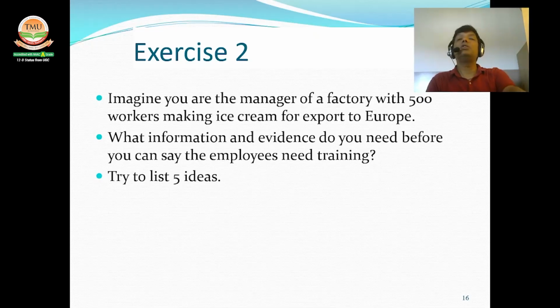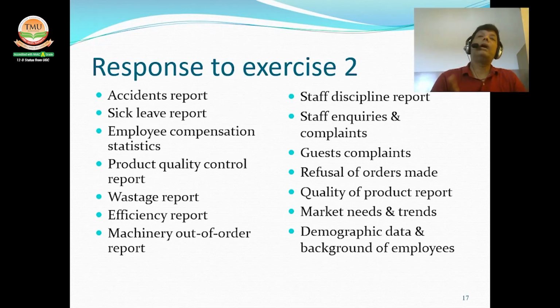Imagine you are the manager of a factory with 500 workers making ice cream for export to Europe. What information and evidence do you need before you can say the employees need training? Try to list 5 items. So these are the 3 questions which you have to answer out of what we have studied. Now these are the responses to our exercise 2.